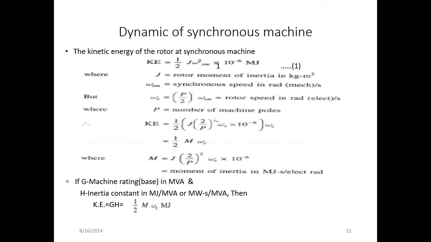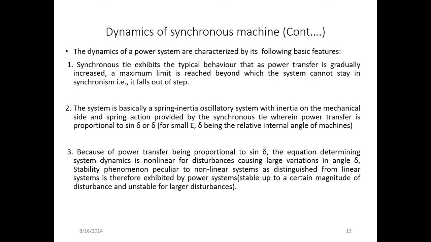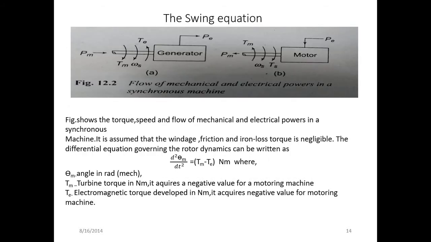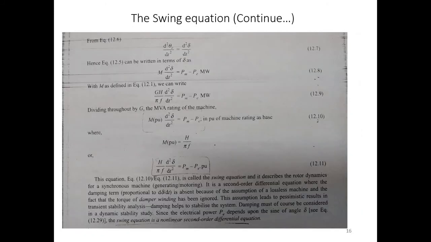Then we discussed the dynamics of synchronous motion, that is the derivation and some conclusion points related to it. Then we discussed the swing equation and the corresponding derivation. The swing equation is given by H upon pi f d square delta by dt square equals Pm minus Pe per unit. In the conclusion, we discussed that this swing equation is a non-linear second order differential equation.